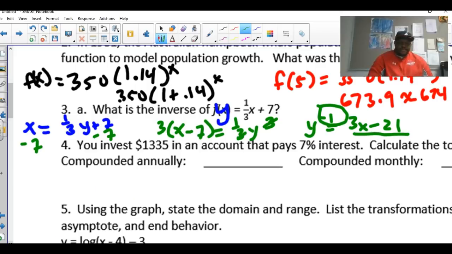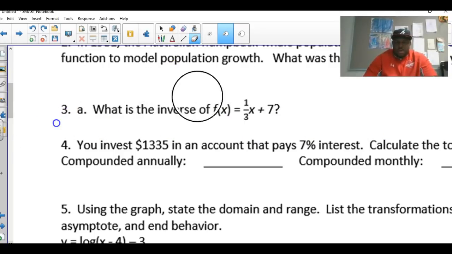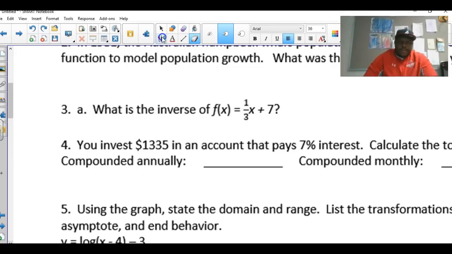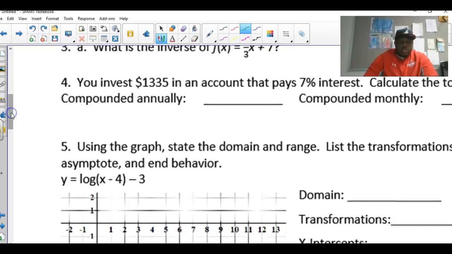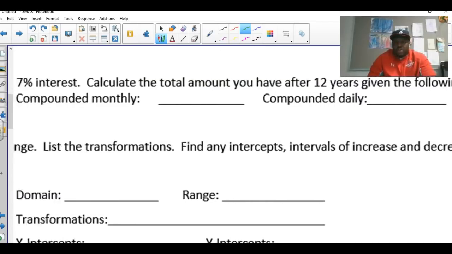This next problem right here is an investment problem. I'm going to erase just so it's not so cluttered. This one says you invest $1,335 into an account that pays 7% interest. Calculate the total amount you have after 12 years given the following.